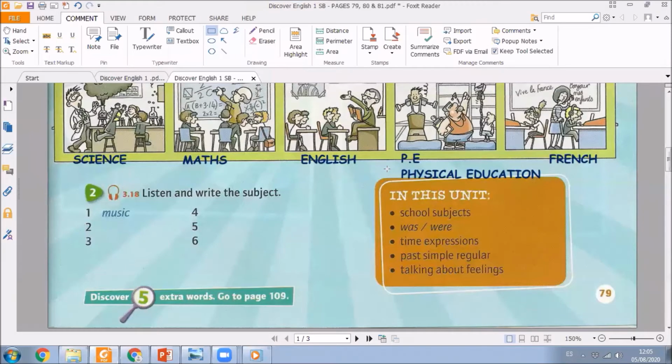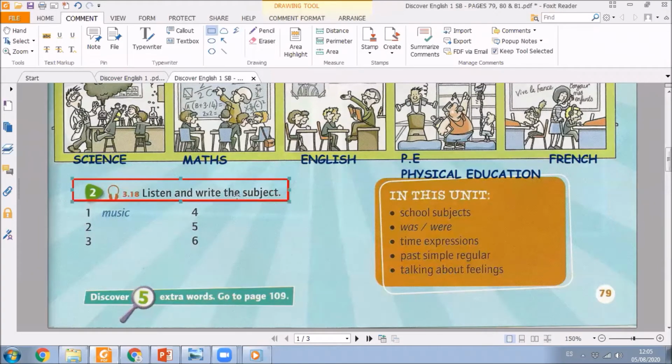Now we're going to do exercise number two. Look at this. Listen and write the subject. So I'm going to put play, all right? And we're going to listen to an audio, okay? Then you have to write on the chat what are you listening to, okay? And you have to write over here the name of the subject, okay? Are you ready? Okay, let's listen.